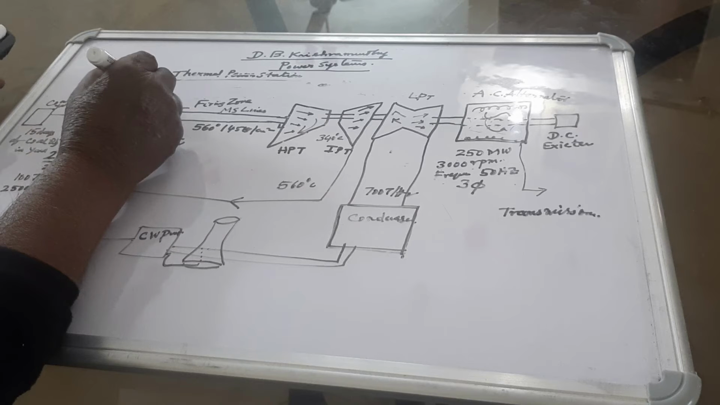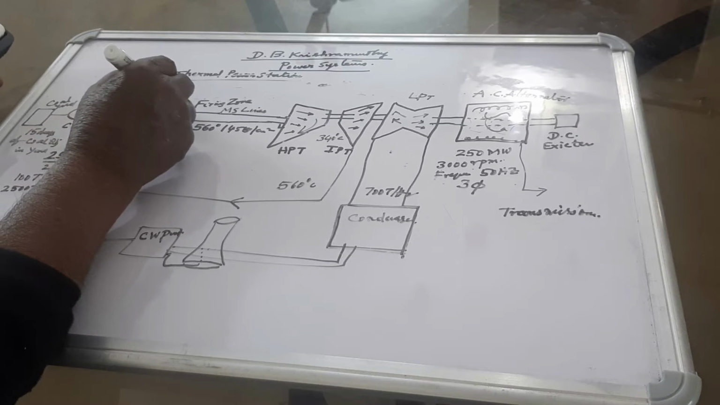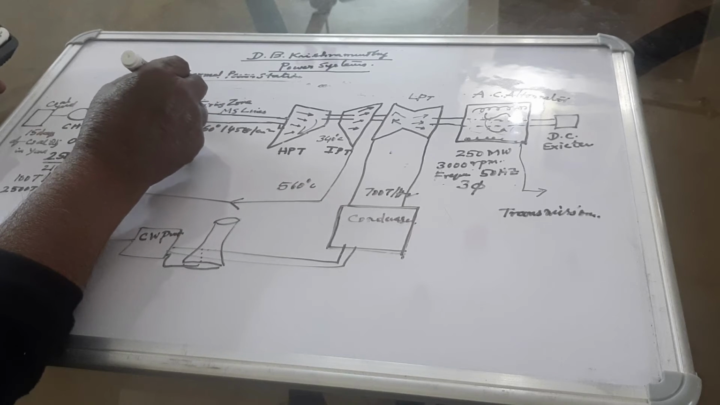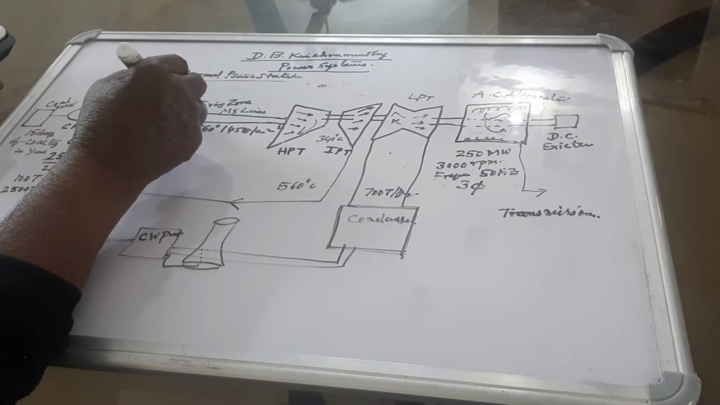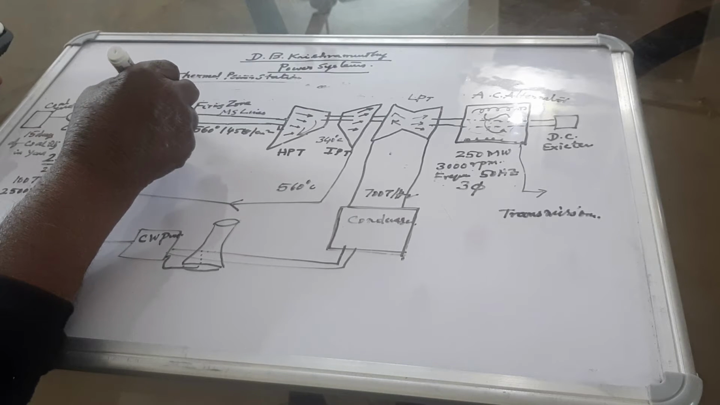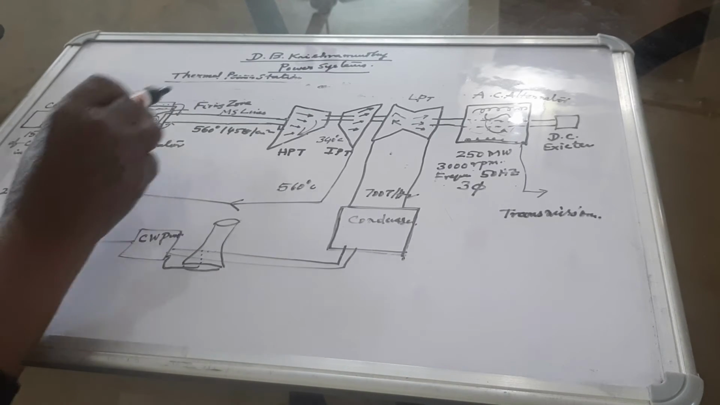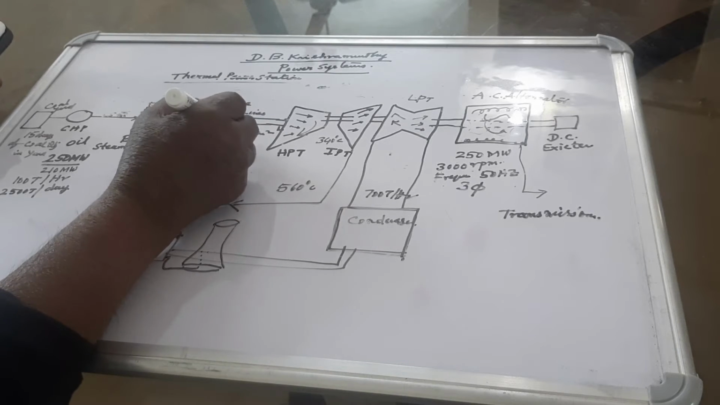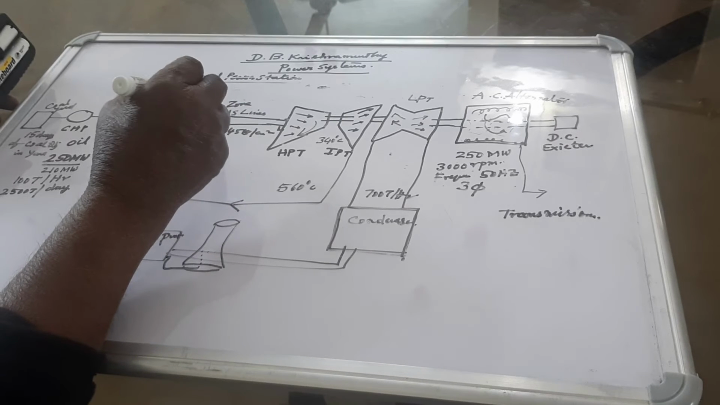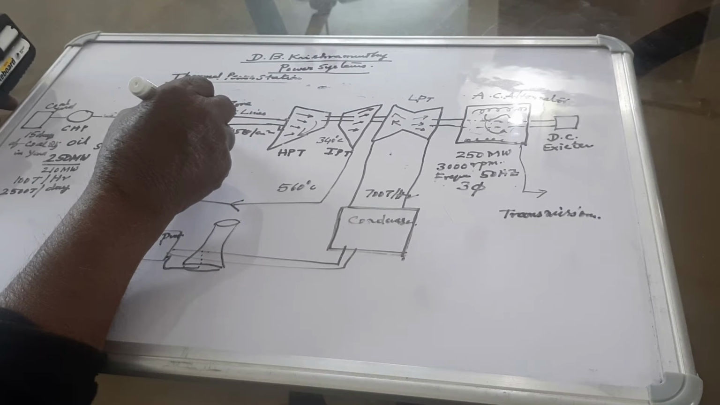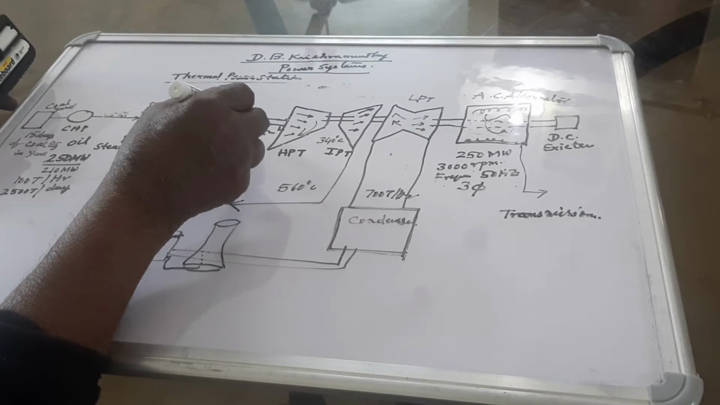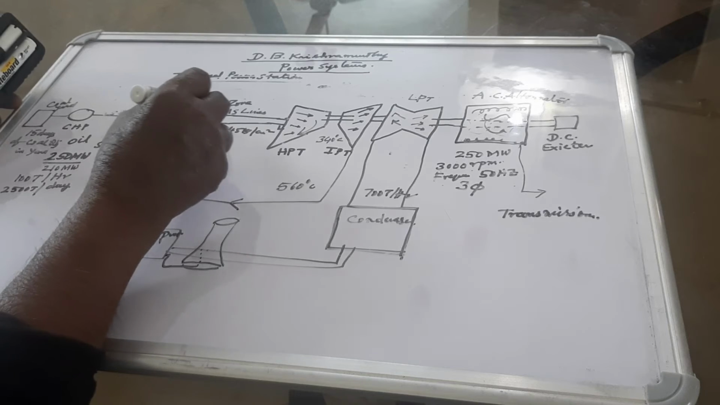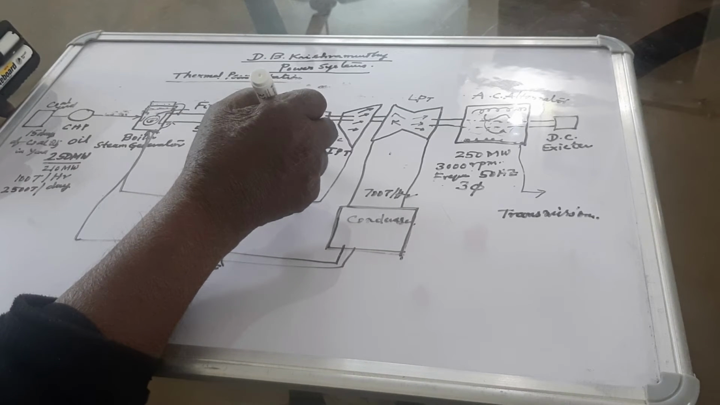This drum will have the water, and above it steam. These steam lines will start from the drum and go to the turbine like this. This is the main steam line which carries the steam of quality 560 degrees temperature and 145 kg per centimeter square. These steam lines will go to the steam valve of the HP turbine.